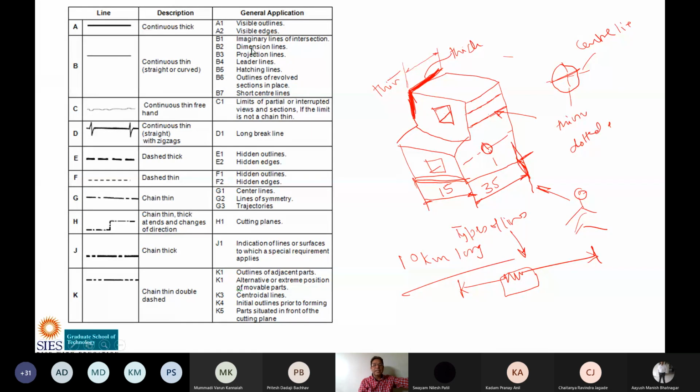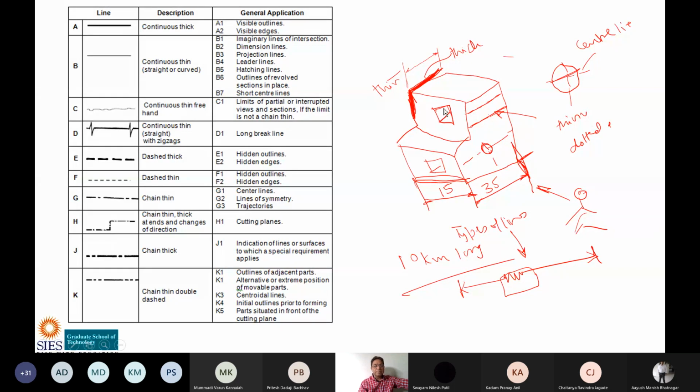When is the thin line used? Thin line is used for dimension line, projection line, leader line, and all other things. I am not going to read this because you don't know what is long break line, hidden line, and all those things. So whenever these lines are required to be drawn, at that time I will tell you that it should be a thin line. So you should always refer to this.